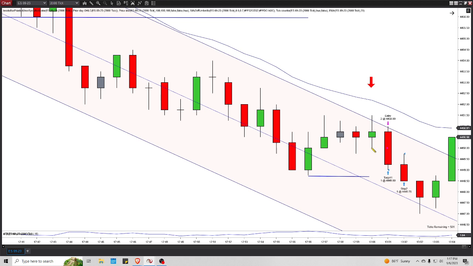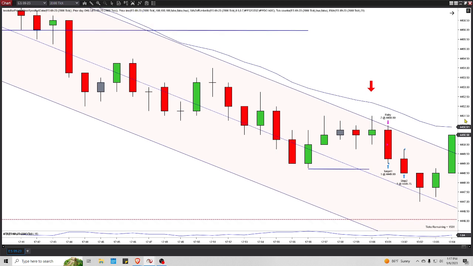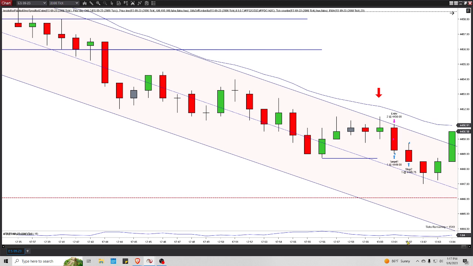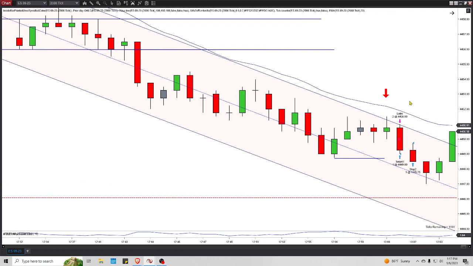Went for my initial scalp of 1 point, 440. So I went in at 4,450, got out at 4,449. Now for my runner, I moved it to break even plus 1 tick. And as I see, the market came right back up, ticked me out. So I got 1 point plus 1 tick on that trade. And that was the trade so far.